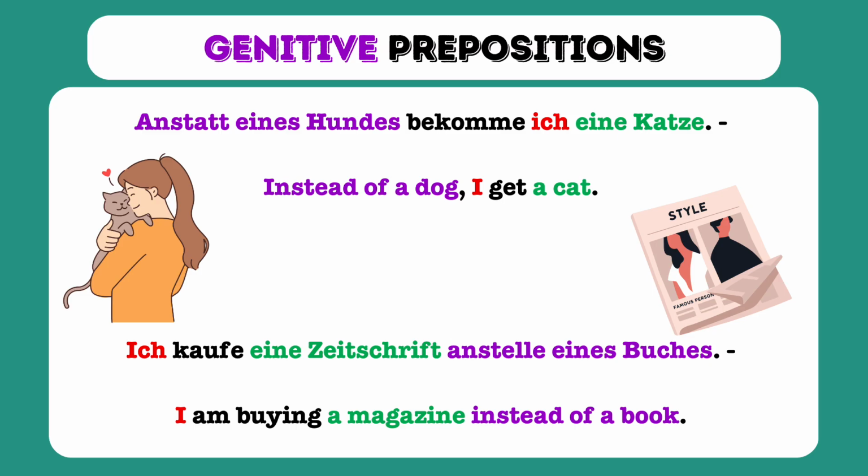Ich kaufe eine Zeitschrift anstelle eines Buches. I am buying a magazine instead of a book. What's the difference between anstelle and anstatt? Not much most of the time. Anstelle is usually like in place of. So if you had something in this place and you want to replace it with something else, you would use anstelle to do that. But you can also use it more figuratively, which is what's being done here. Ich kaufe eine Zeitschrift anstelle eines Buches.